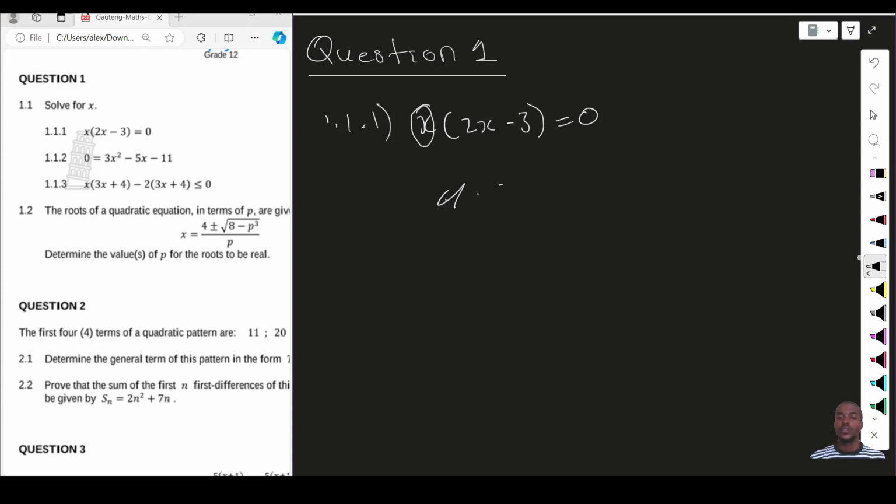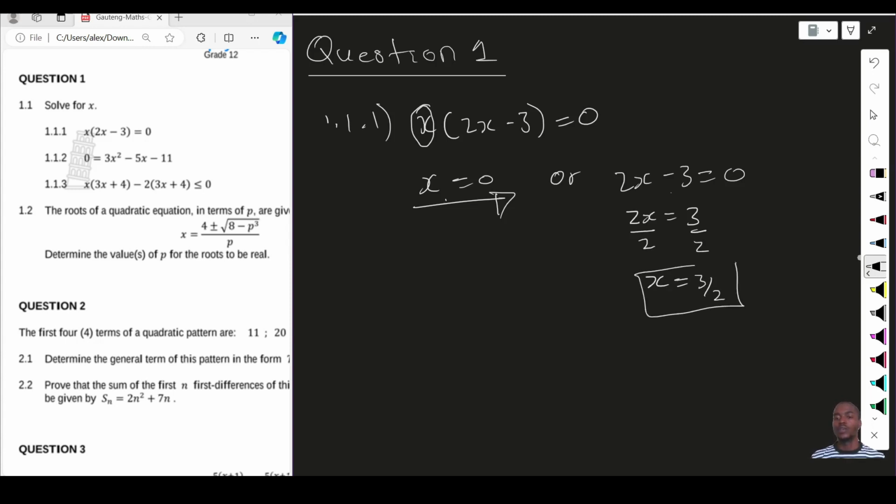So the first thing to do is you're going to say x is equal to 0 or 2x minus 3 is equal to 0. Then we have the first solution. Now we are looking for the second solution. We say 2x is equal to, when you transpose the minus 3 to the other side, it gives you positive 3. Then you divide by 2, you divide by 2. Then x is equal to 3 over 2. This is your final answer. And how do we mark this? You get 1 there, you get 1. Then it's equal to 2 marks.